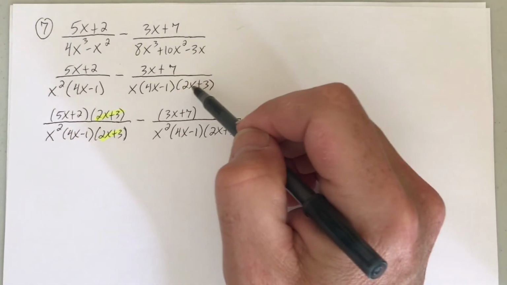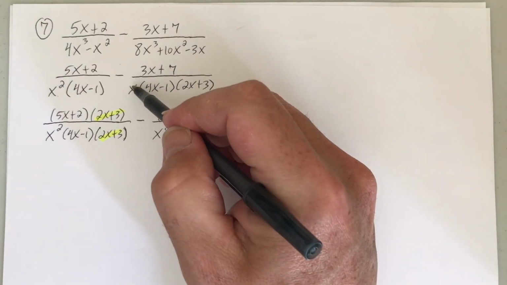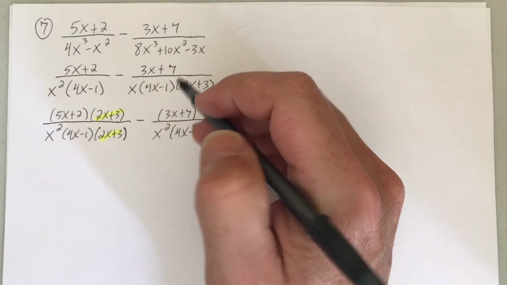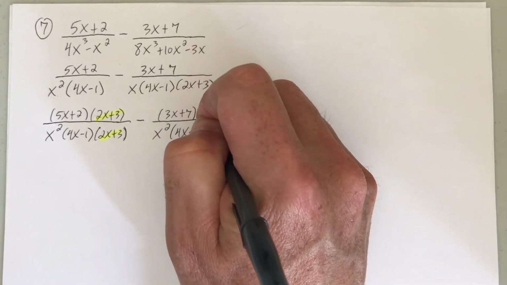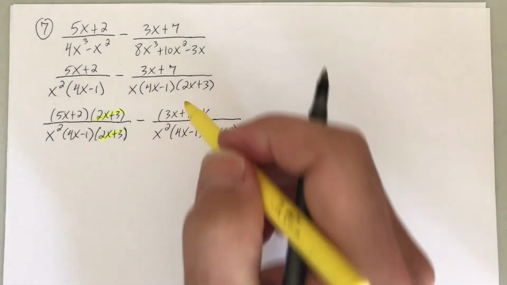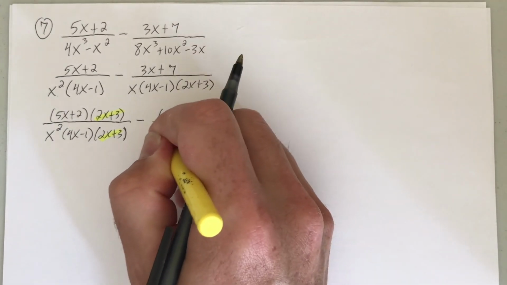And then here I have the 2x plus 3, I have the 4x minus 1, I have an x, but I need to get an x squared. So that means I need to multiply this by x. I have to put it over on this side, so just one of these. So I'm not going to highlight the 2, I'm just going to put the x there.